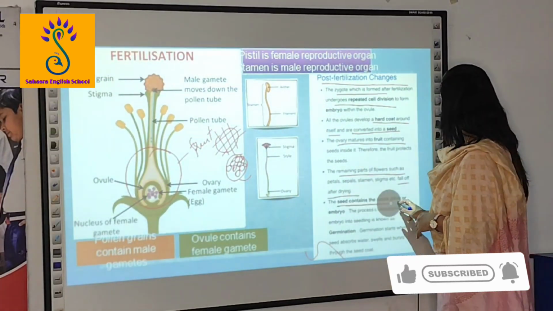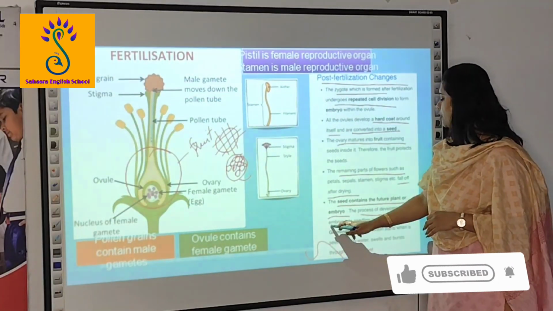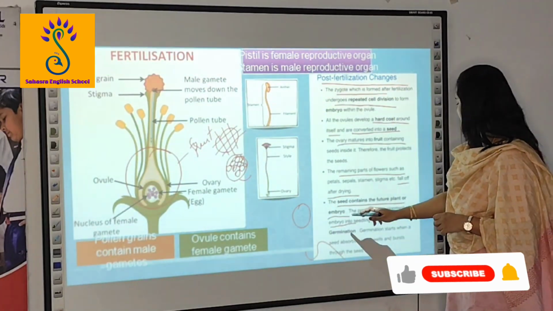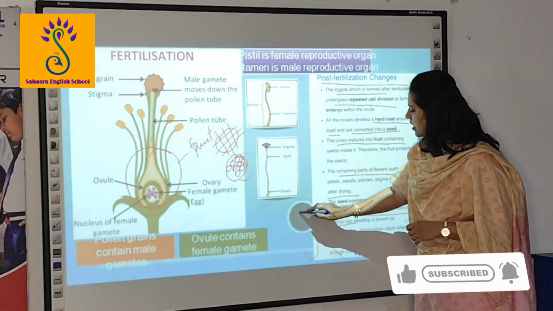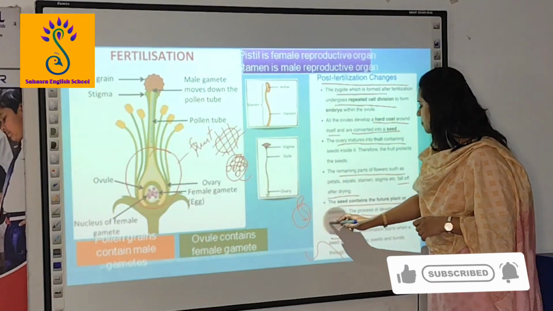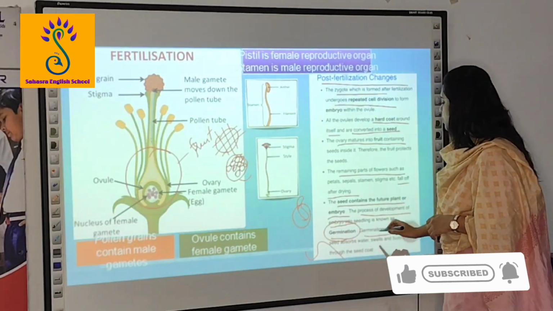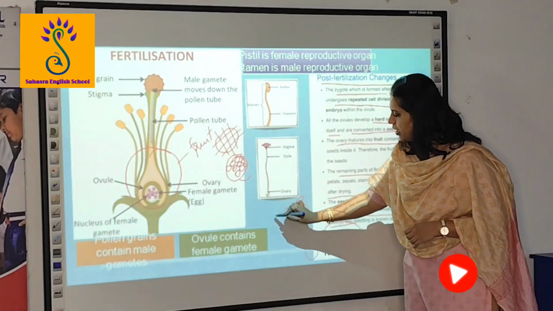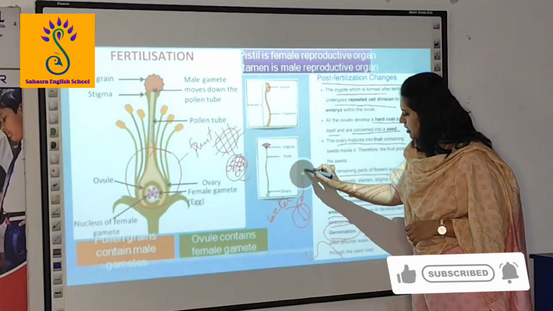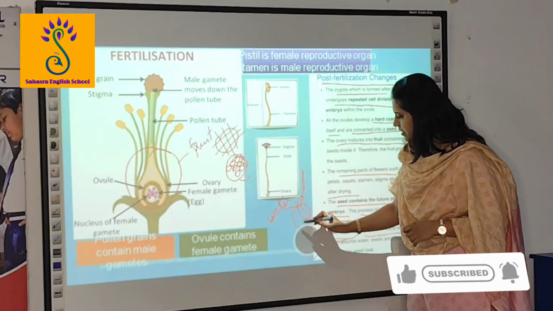Now seed contains the future plant or the embryo. The process of developing this embryo into a seedling is known as germination. Germination starts when the seed absorbs water. It gives out a sapling, that is a stem and a root.